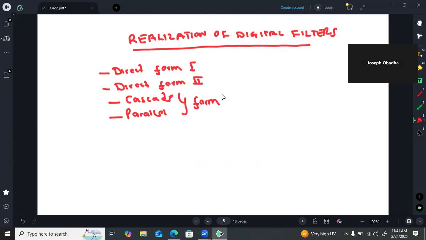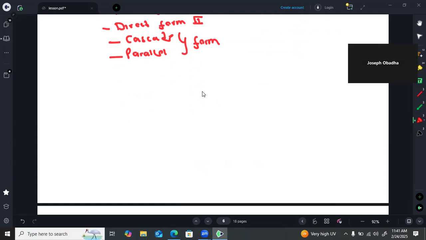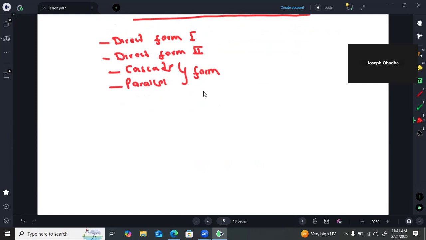So we discussed the direct form 1 and direct form 2, and I illustrated by use of examples how this can be done. So in this lesson, I will start by doing another example, just to remind you of the implementation of a digital filter using direct form 1 and direct form 2.